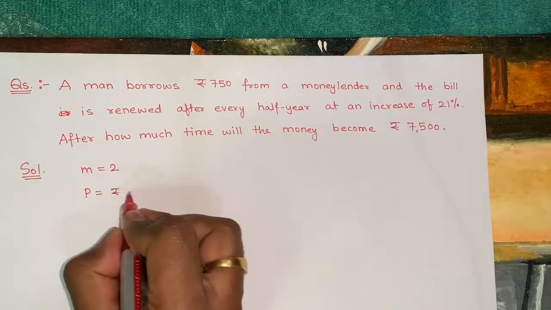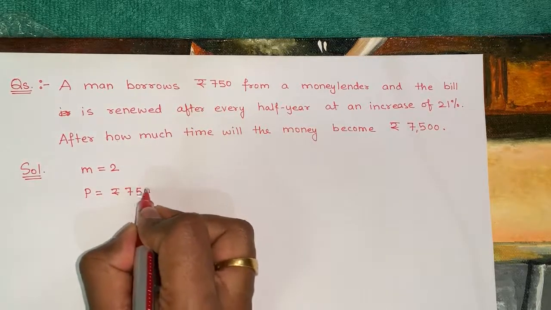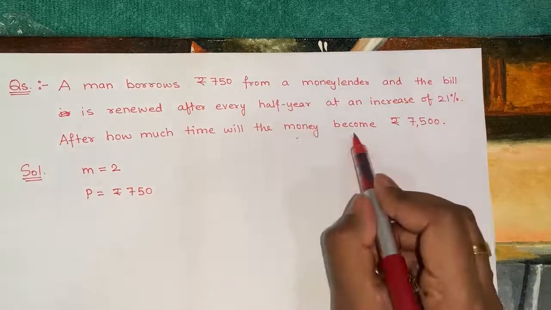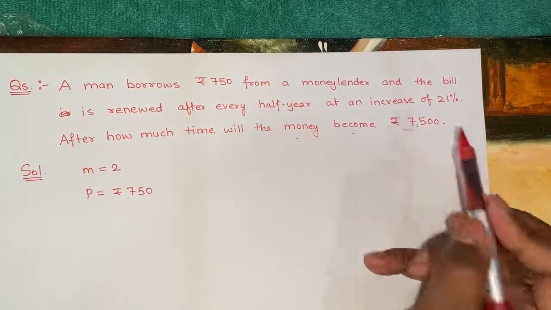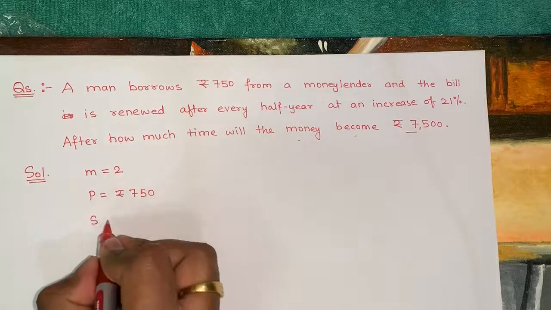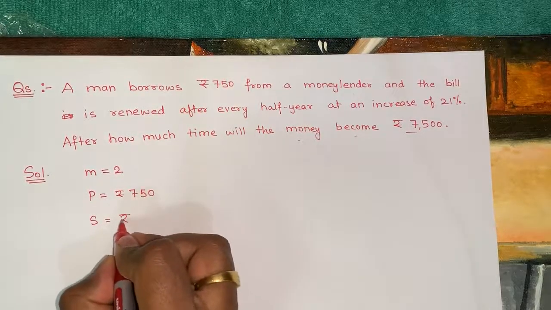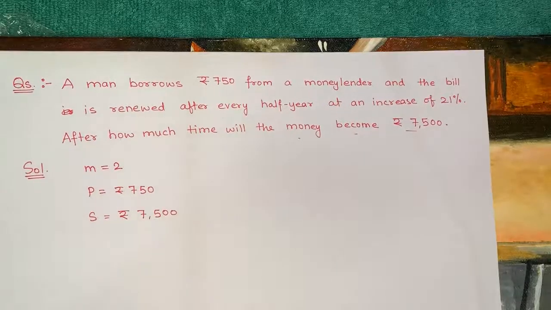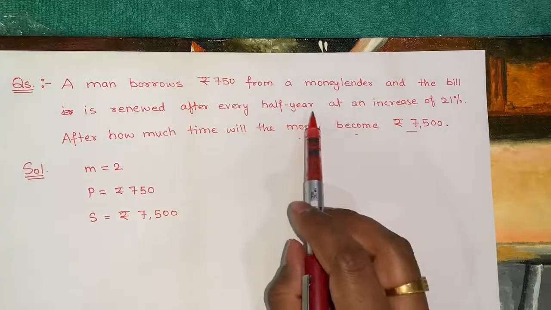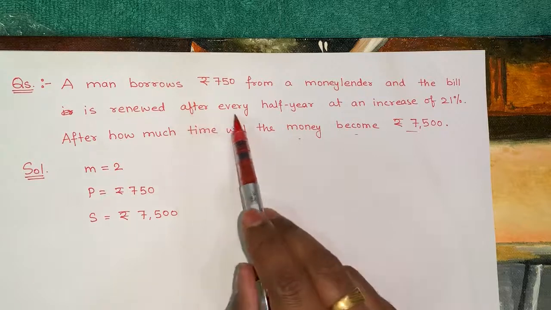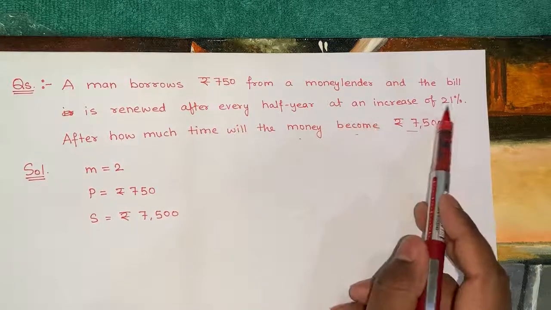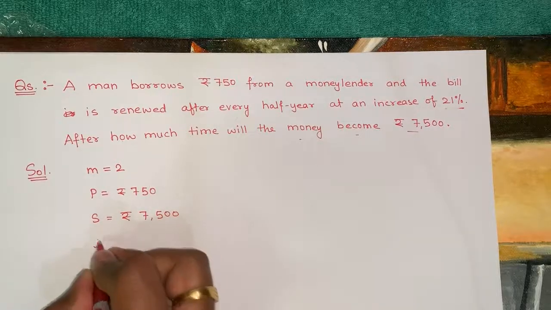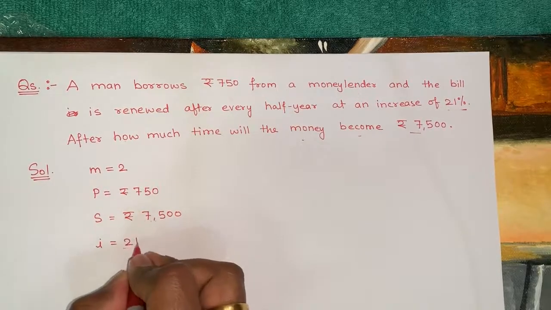So the principal is rupees 750. It is also said that the amount needs to become rupees 7,500. So we also know the amount is equal to rupees 7,500. Here it is also mentioned that at the time of renewal there is an increase of 21%, which means here my I is equal to 21%.